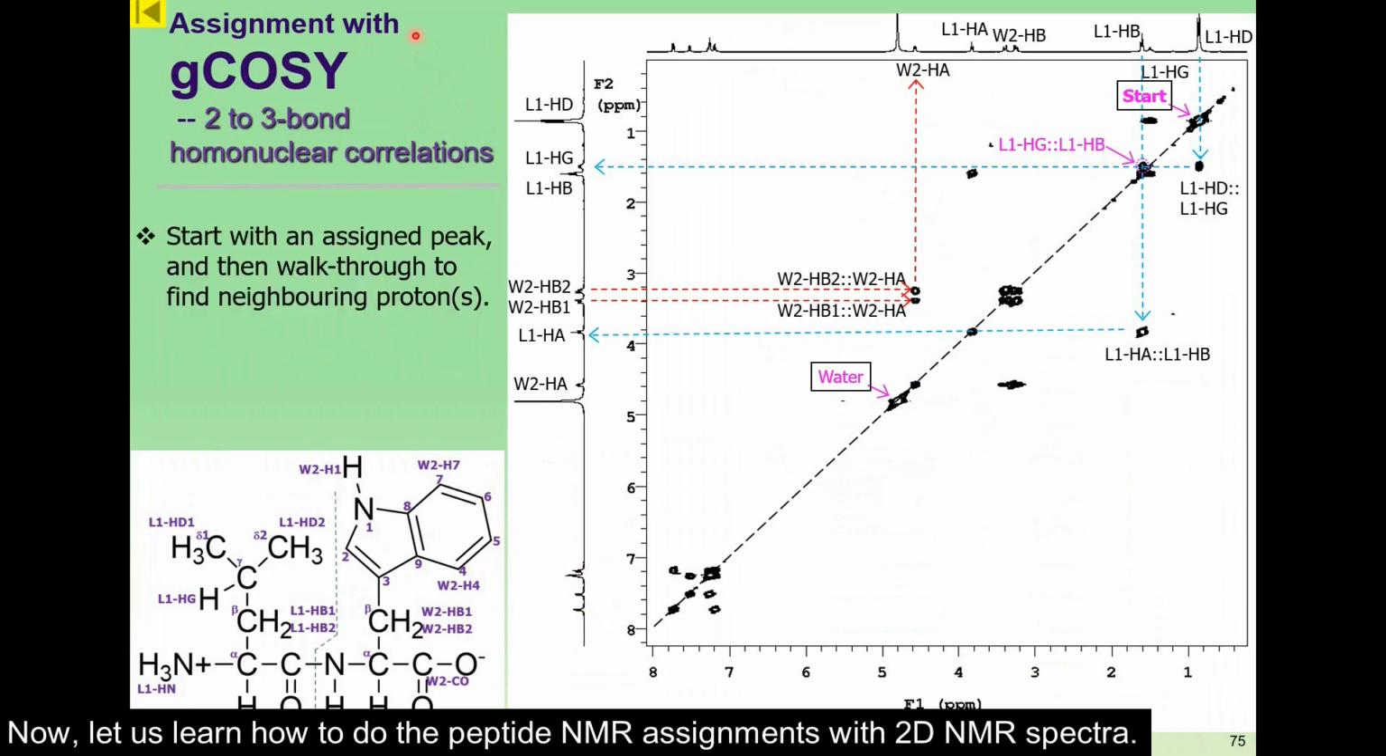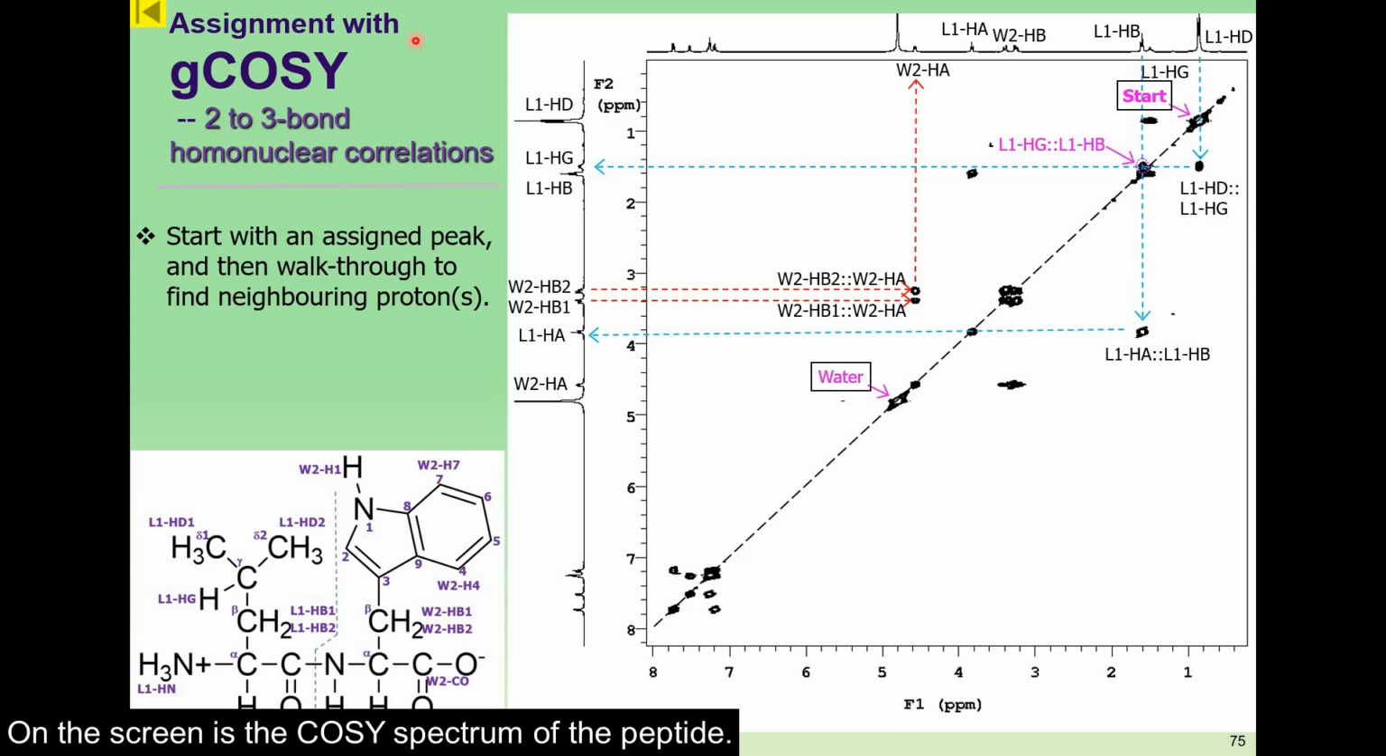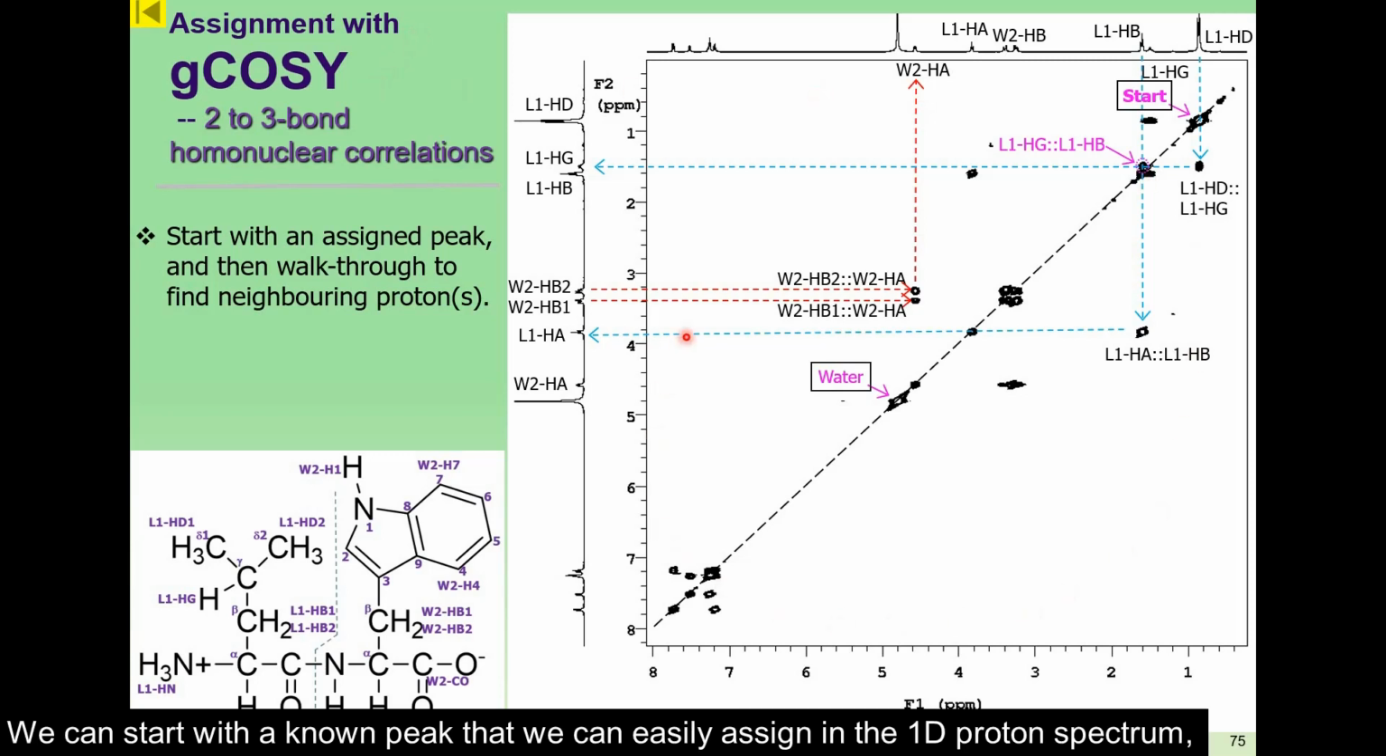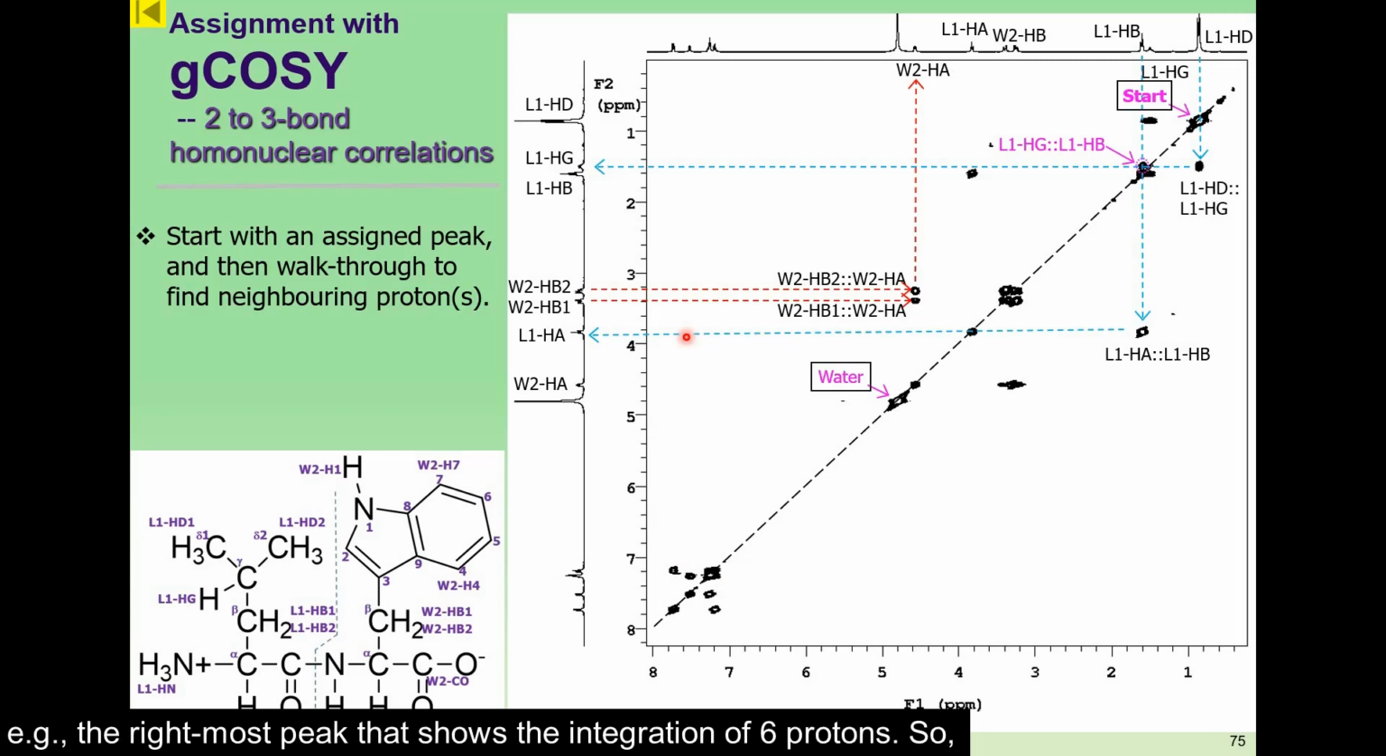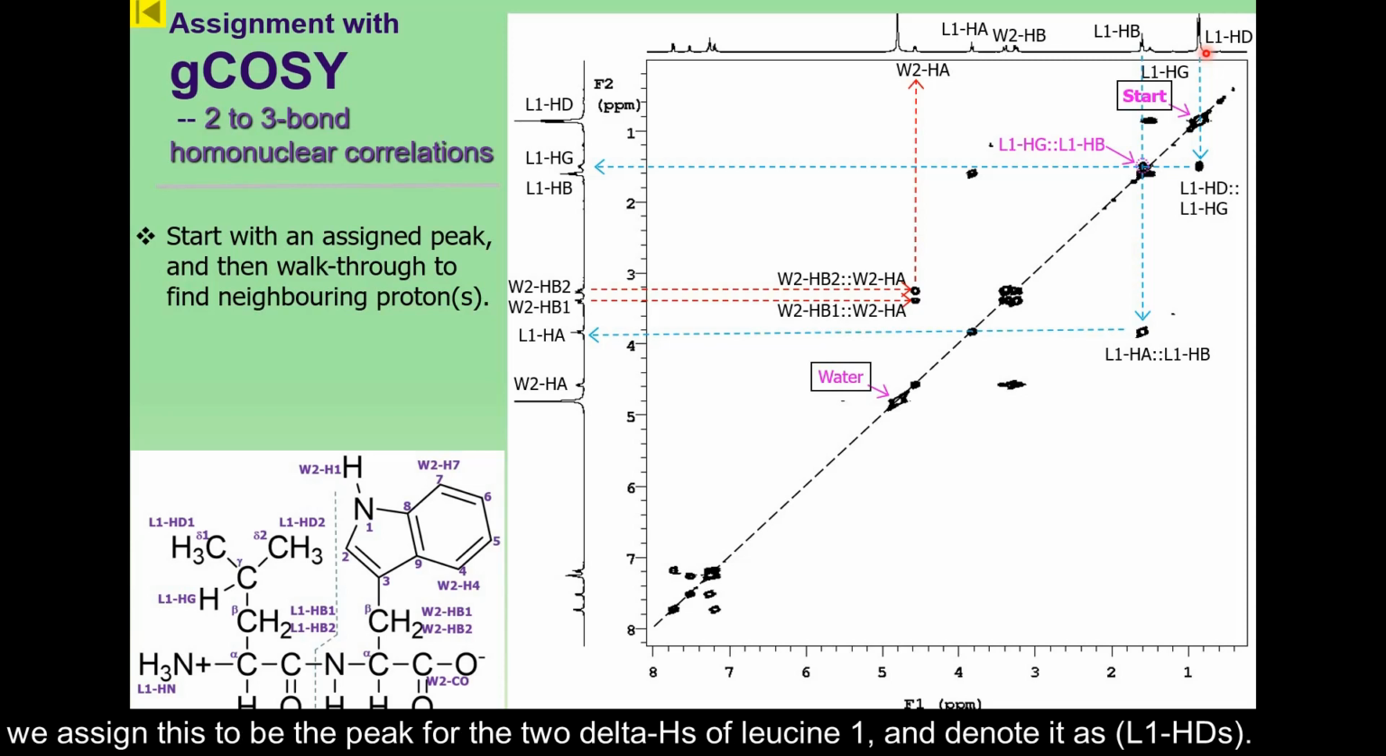Now, let us learn how to do the peptide NMR assignments with 2D NMR spectra. On the screen is the COSY spectrum of the peptide. We can start with a known peak that we can easily assign in the 1D proton spectrum, for example, the rightmost peak that shows the integration of 6 protons. So, we assign this to be the peak for the 2 delta H's of leucine 1 and denote it as L1HDs.